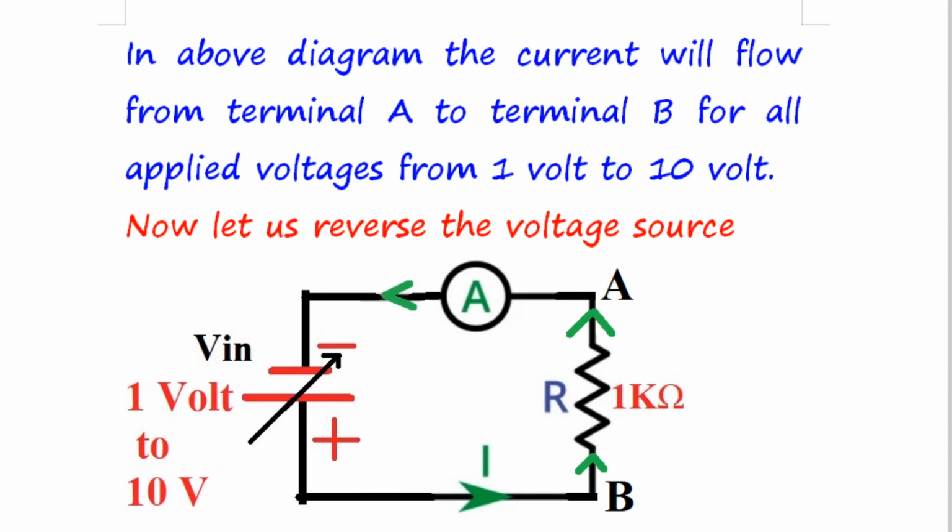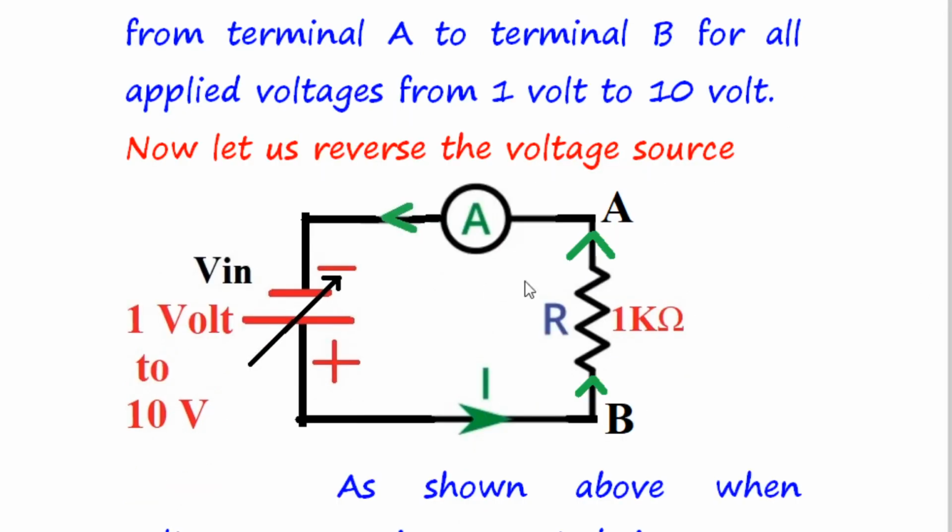Now you read this paragraph. Let us reverse the voltage source. Reversing the voltage source means the resistor R, 1 kilo ohm, with terminal A and terminal B stays the same, but the voltage source is reversed. Minus is on the upper side, plus is on the lower side. Now you are applying the voltage to the resistor in the reverse direction. So current will flow from positive to negative, which means the direction of current is now reversed.